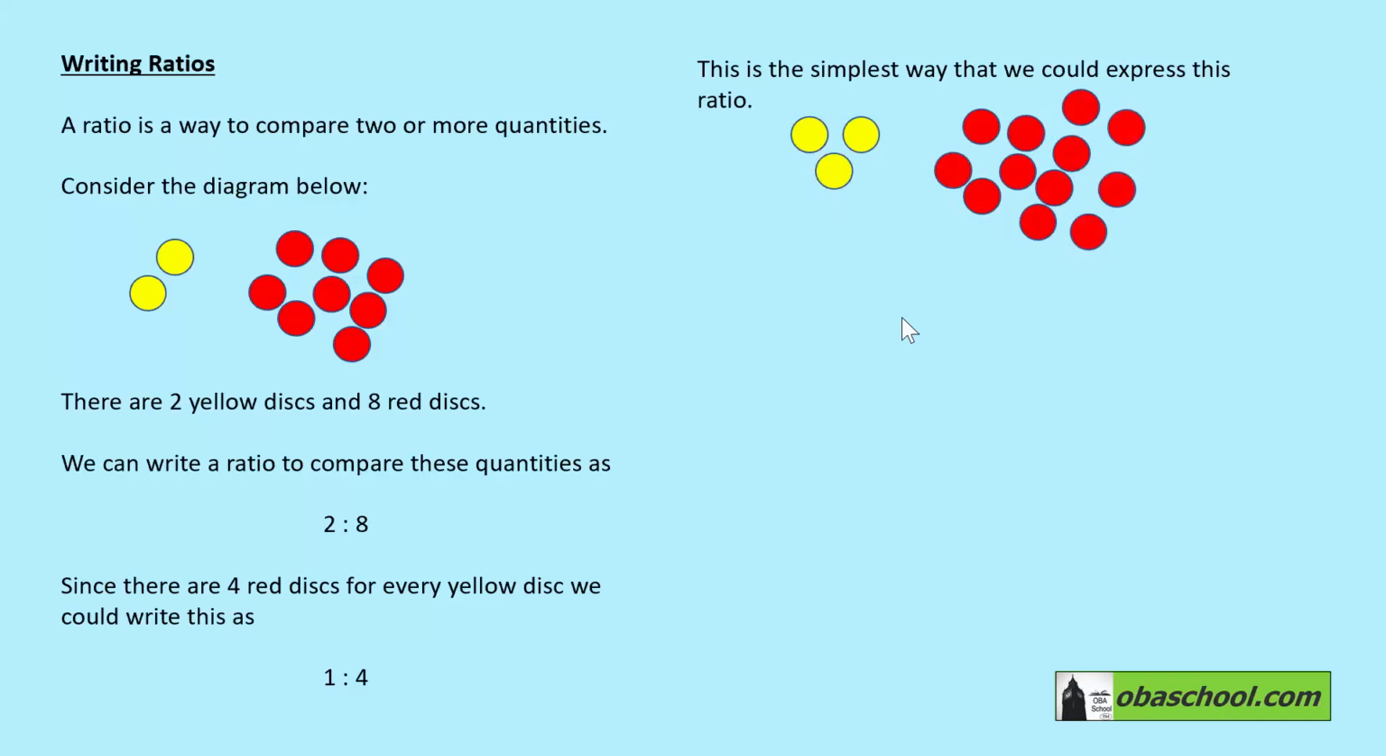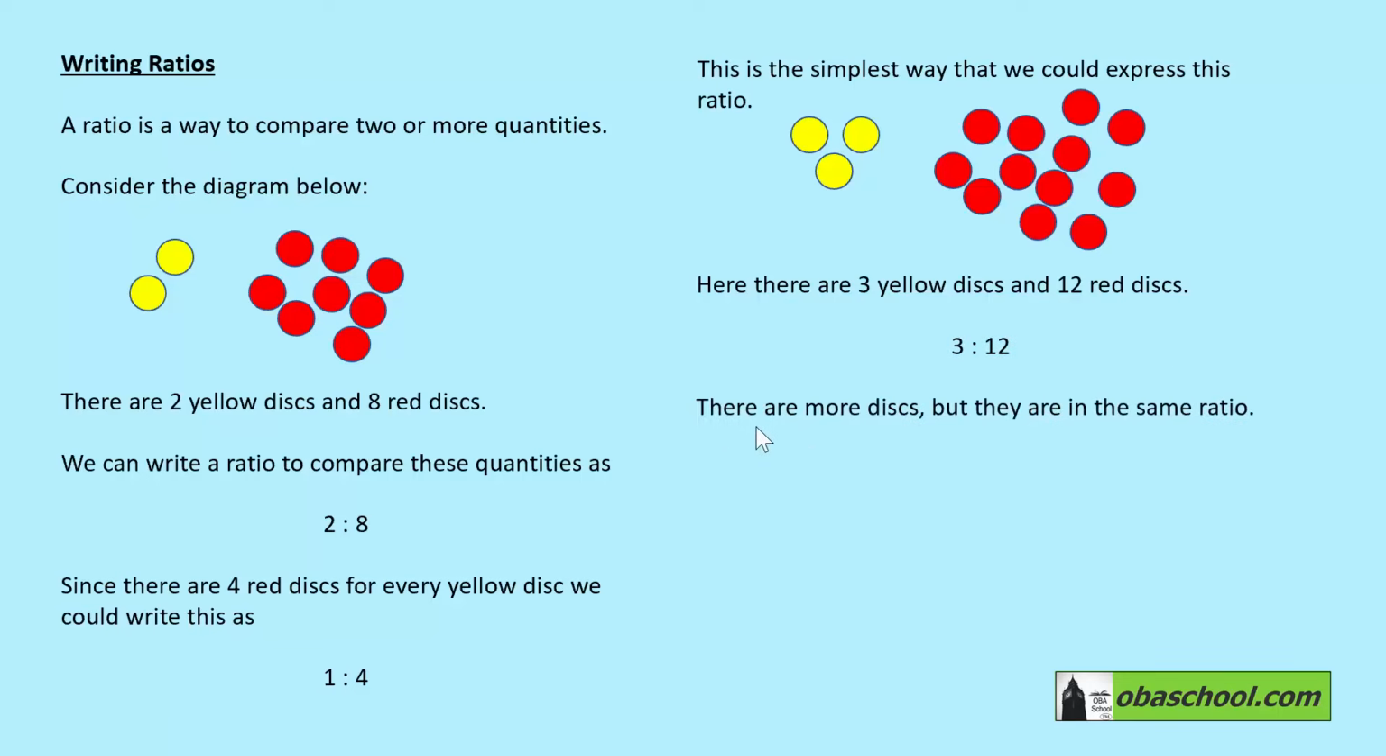Now let's add another few discs in. Here there are 3 yellow discs and 12 red discs. So we could express that as 3 to 12. There are more discs, but they are in the same ratio because I added 1 yellow and 4 red. So we could simplify this ratio to 1 to 4. And all that means is that for every yellow disc, there are 4 red ones.